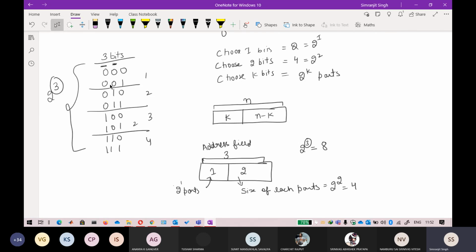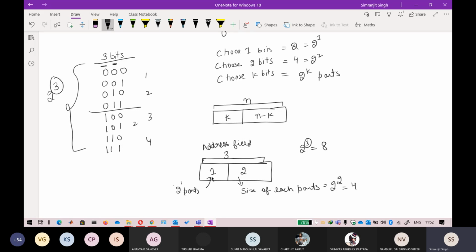So the combinations are 0, 0, 0, and so on. Now out of these combinations, I have fixed 1 bit. If I am fixing 1 bit, I will be able to divide this into 2 parts. The first part will contain zeros and the next part will contain ones. It's as simple as that.